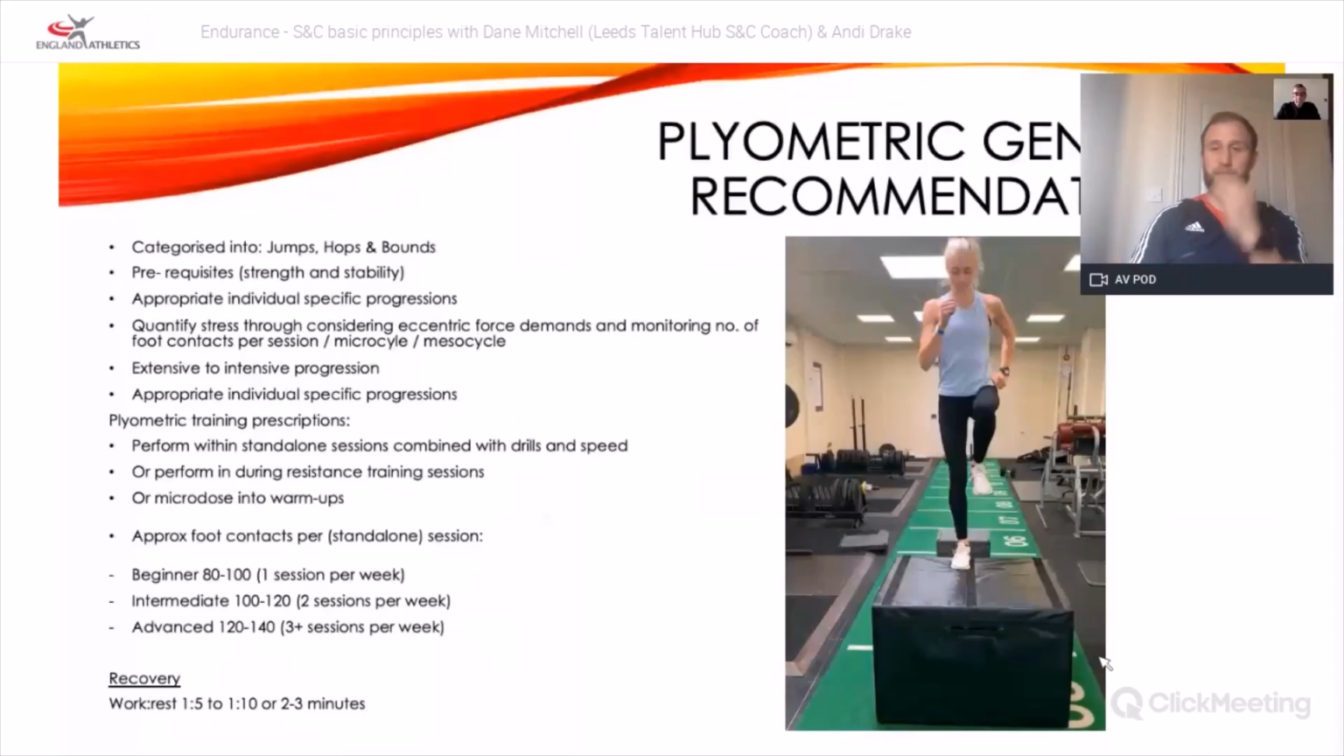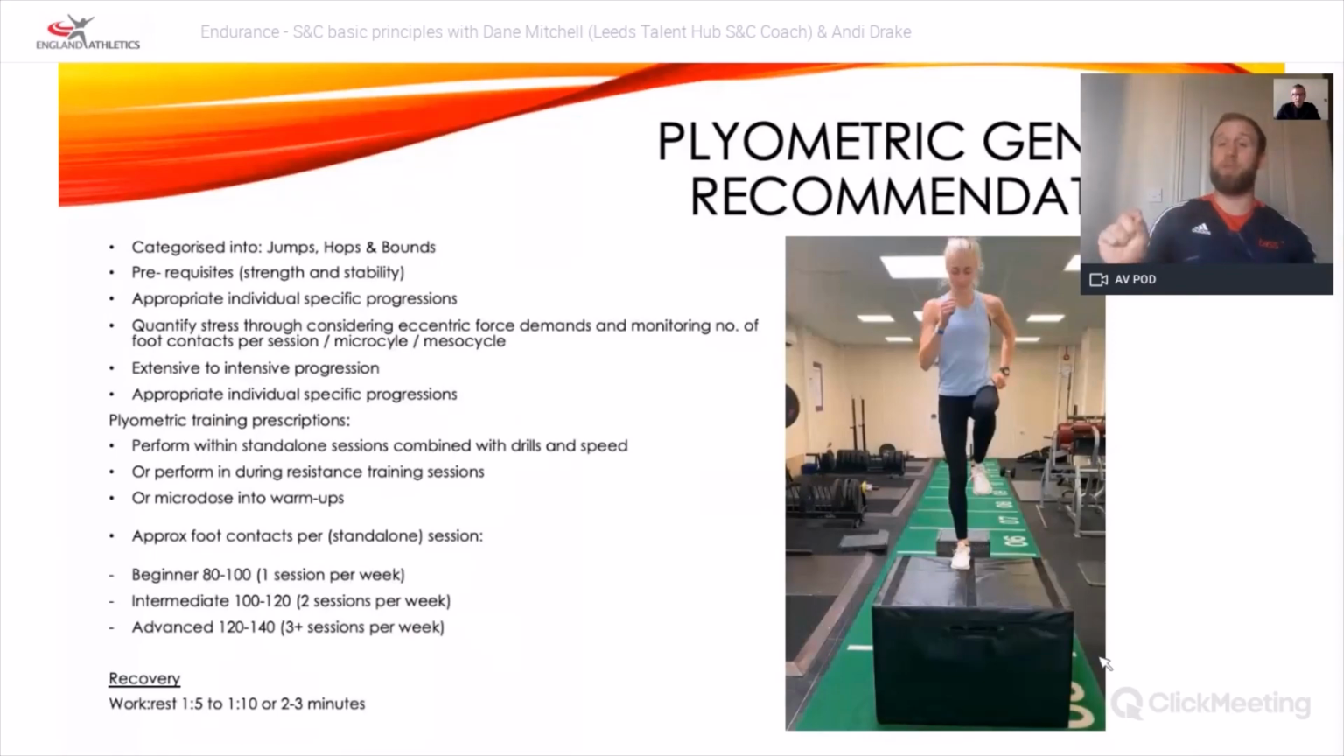The picture on the right is an athlete doing, I think, a single leg drop. She's dropping off one box onto one leg and then bouncing onto a higher box. So we implement them in the gym as well as standalone sessions with our athletes.